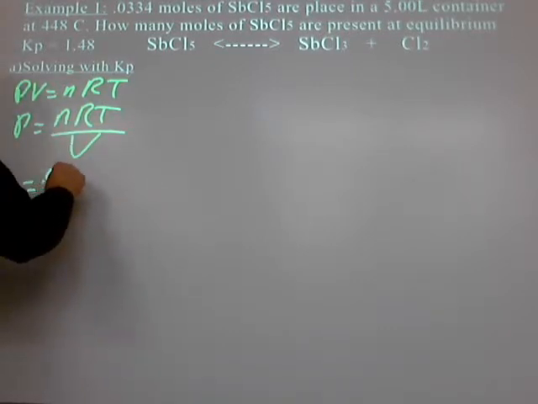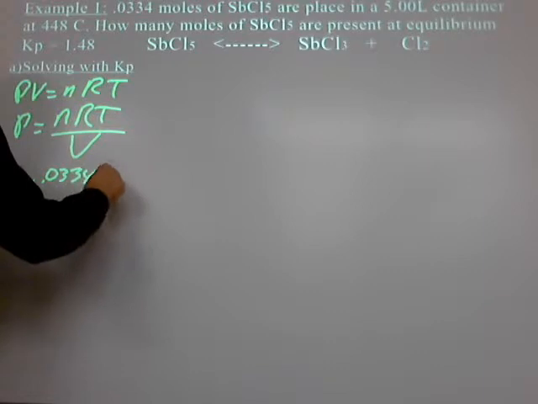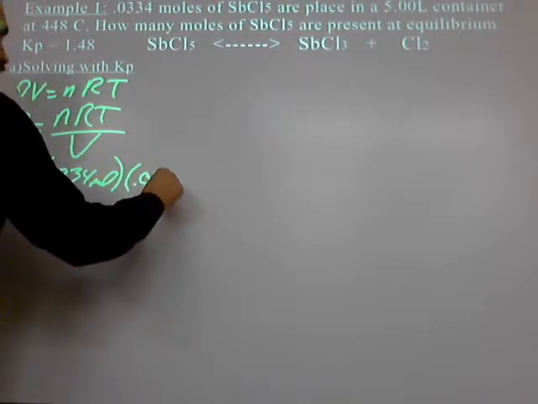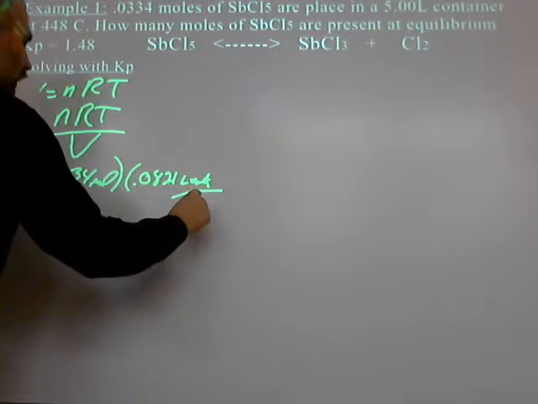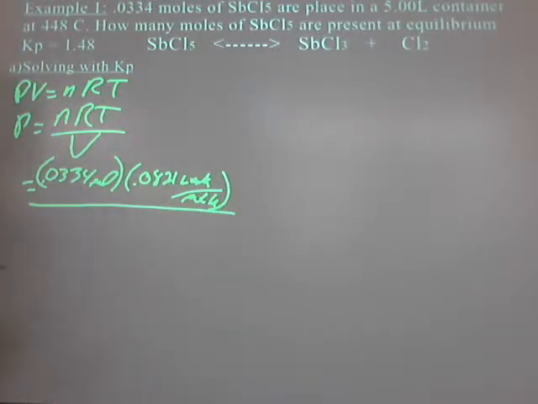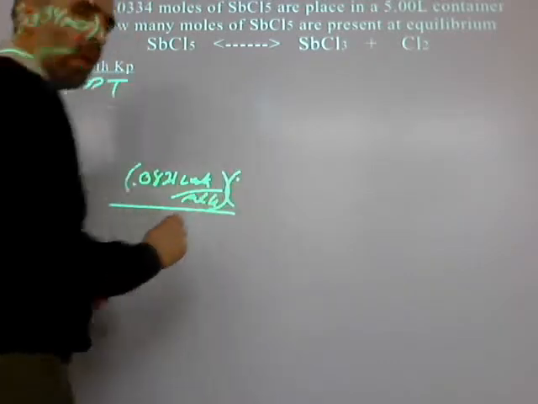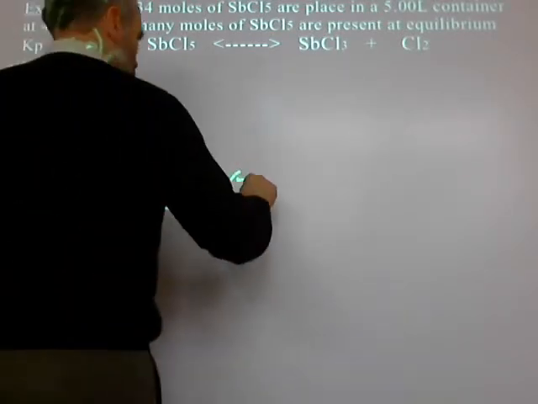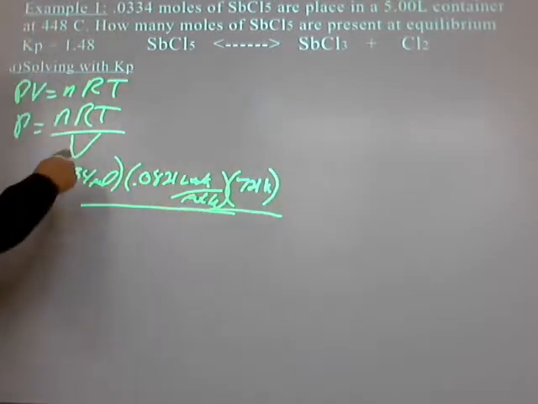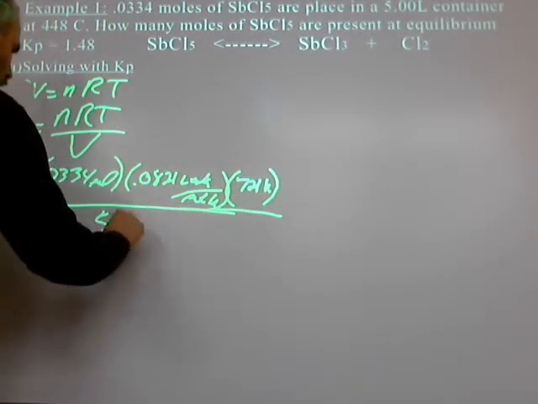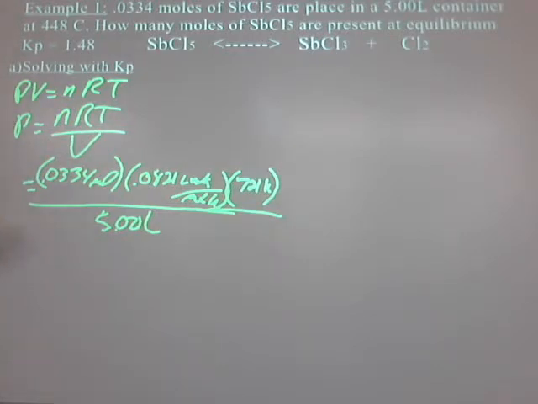Okay, how many moles do I have? 0.0334 moles. R is 0.0821 liter atmospheres per mole Kelvin. Temperature is 448 Celsius. Good, Emily remembered. When you use the ideal gas law, volume has to be in liters and temperature has to be in Kelvin, which is 721. And over volume, which is in liters, 5.00 liters. Do all that math and you get 0.396 atmospheres.